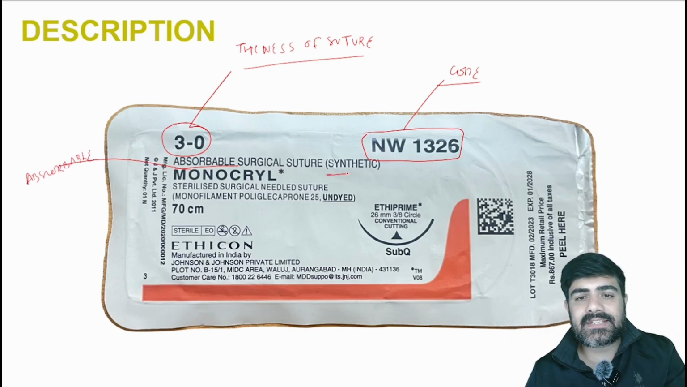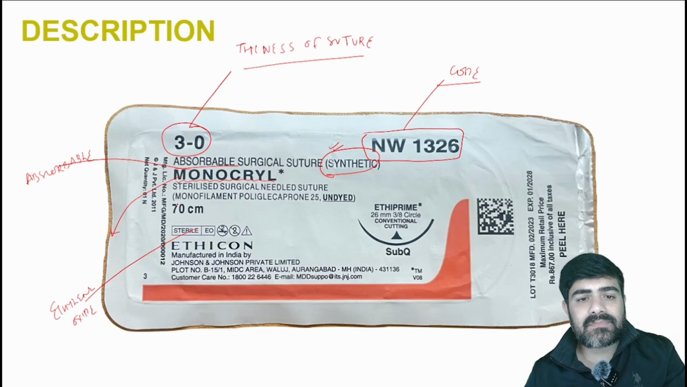Then one more thing, it is synthetic, fine, it is a synthetic suture. And then this, Monocryl, is the name given by the manufacturer, that is Ethicon, Johnson and Johnson Private Limited. Then this is a sterilized surgical needle suture. How it is sterilized is written here, it is with ethylene oxide.